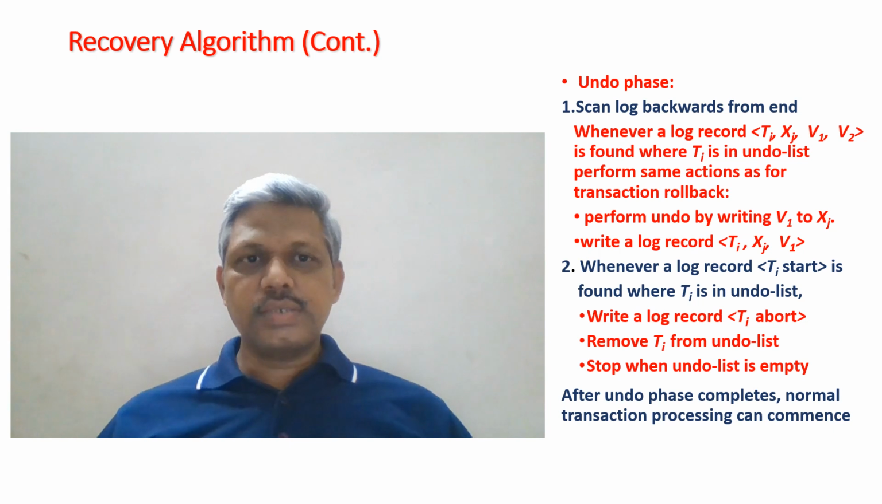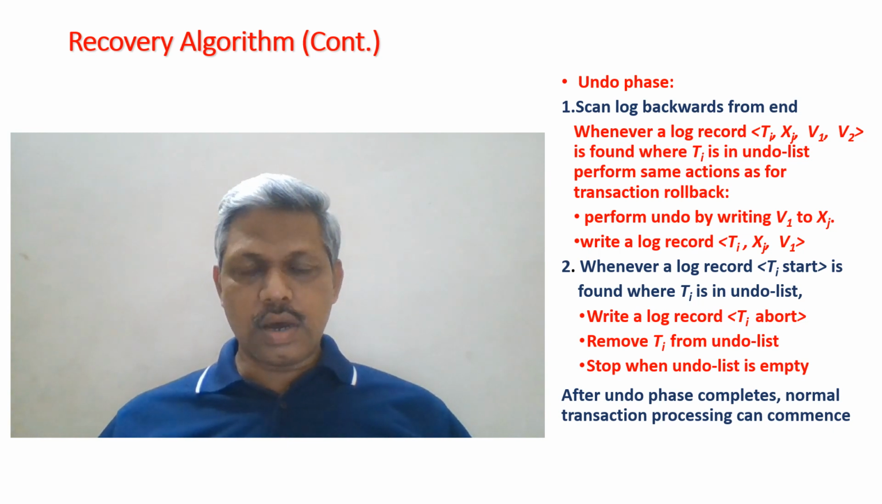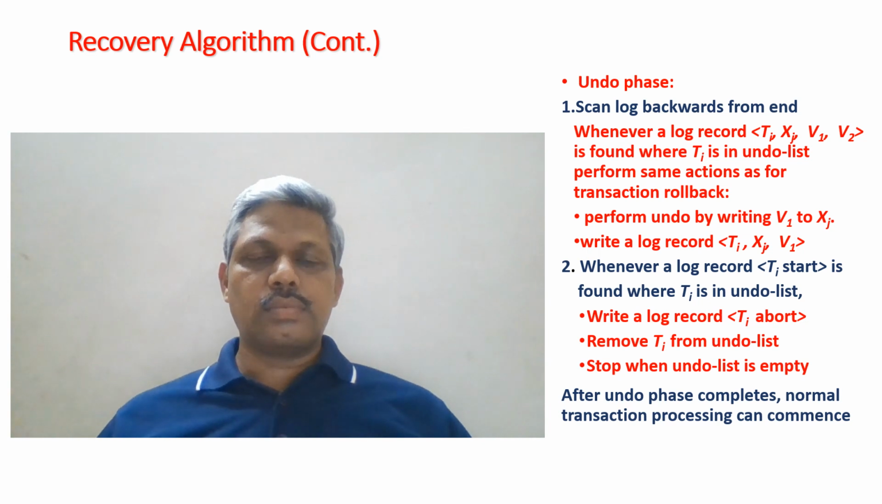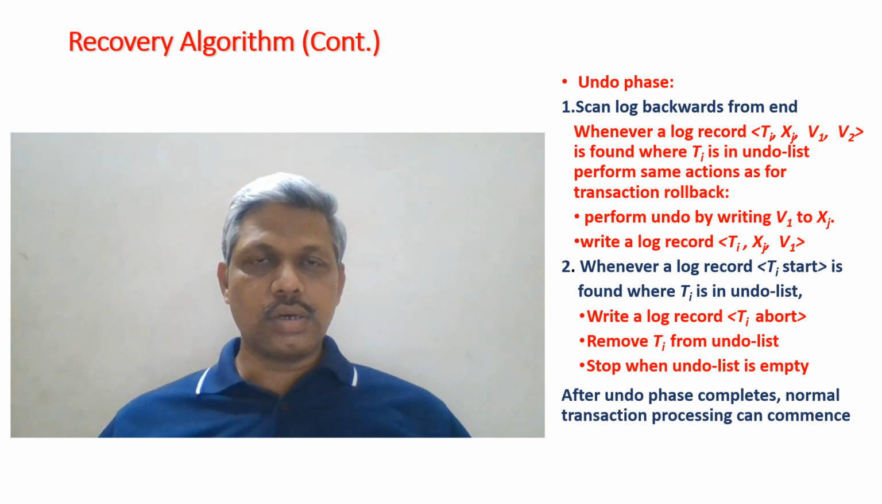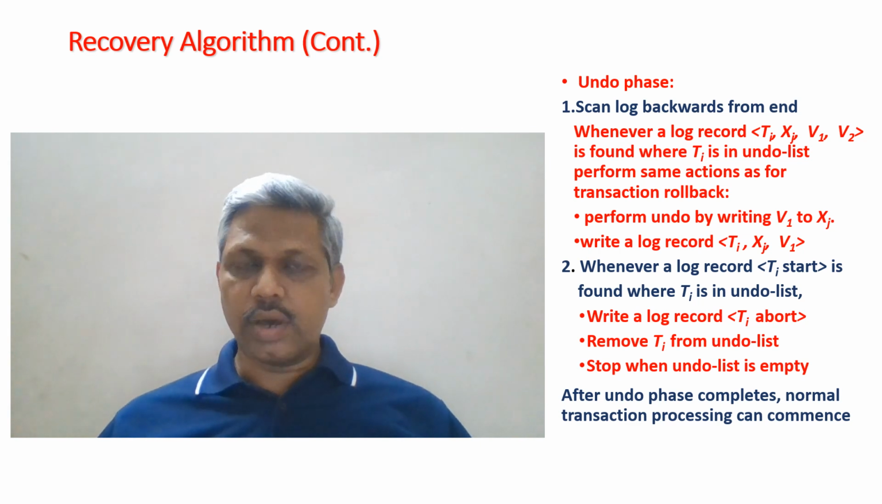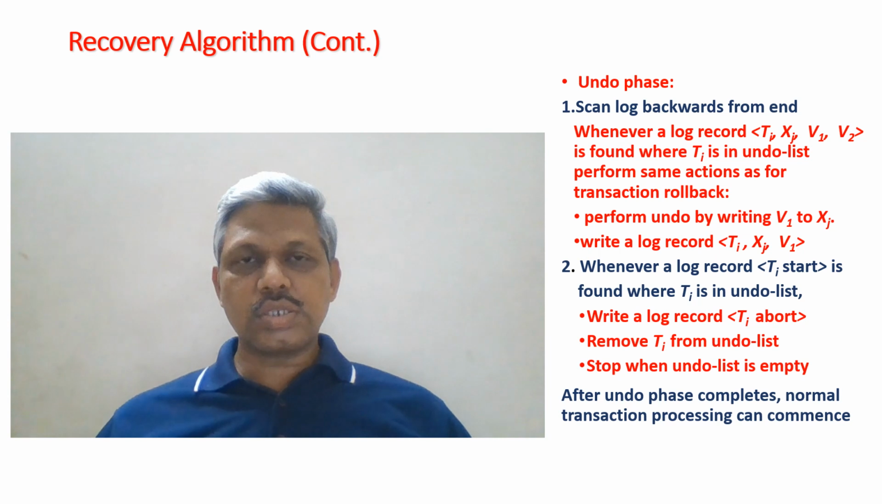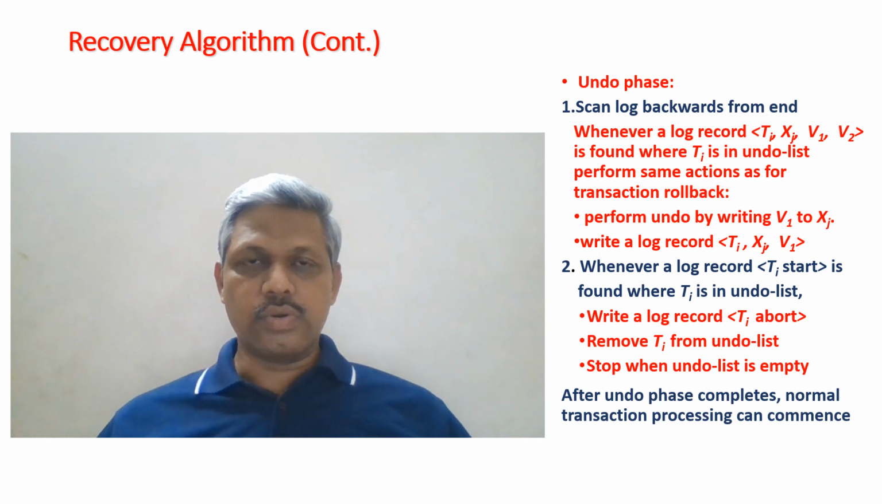When it comes to the undo phase, the scanning starts from the end of the log and scans backwards. Whenever it encounters an action of the transaction TI with the log record TI, XJ, V1, V2, it undoes the action and reverts the value of XJ back to V1. Again, in this process, a compensation log record is written with TI, XJ, V1. This process continues until TI start is found. If TI start is found, then immediately a TI abort record is written.